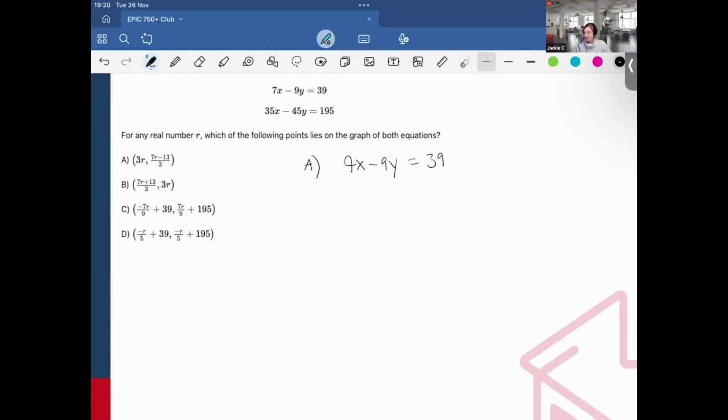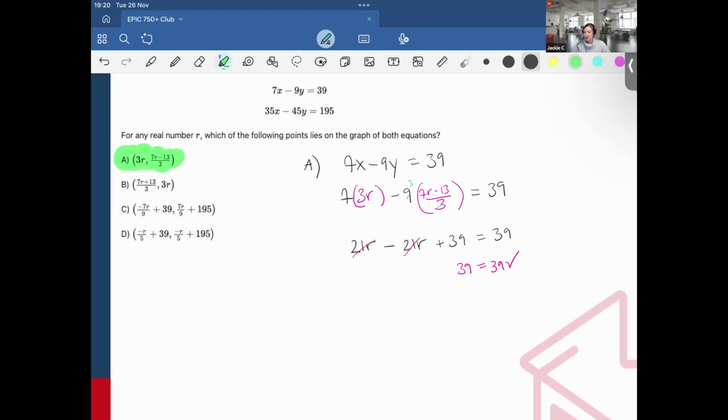And for example, if I substitute in our coordinates in letter A, so x is just 3r, y would be 7r minus 13 over 3. Is it true that this will be equal to 39? Let's see. So this will become 21r. This becomes, oh my goodness, minus 21r. 3 minus 13 would be positive 39 equals 39. I can see these will cancel, and this is proven true. 39 is equal to 39. So I can stop there.